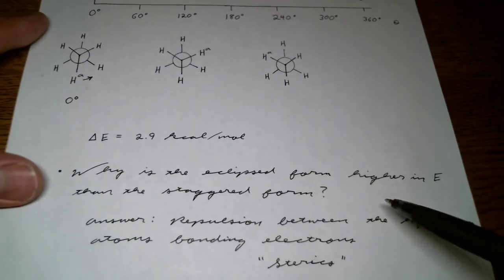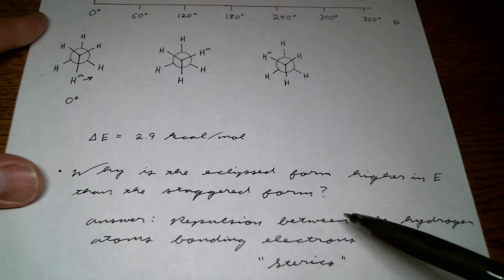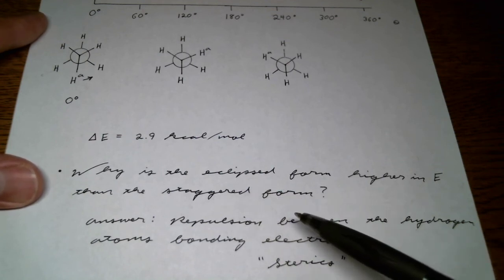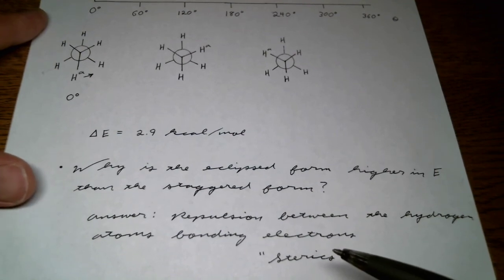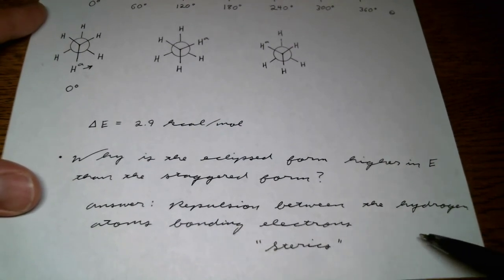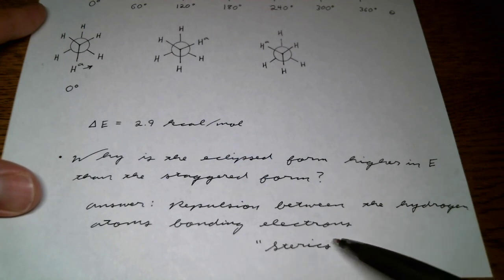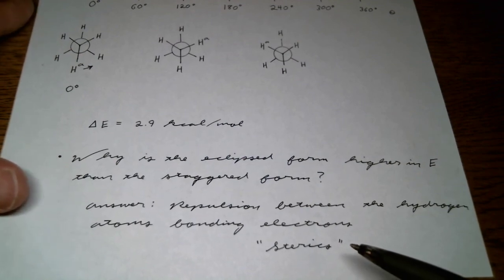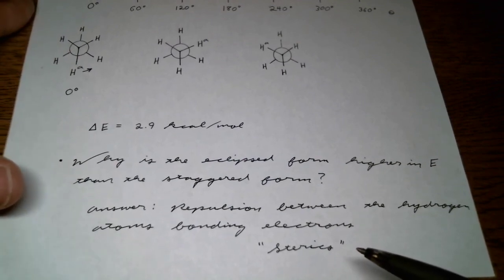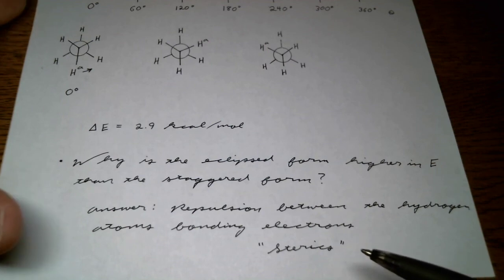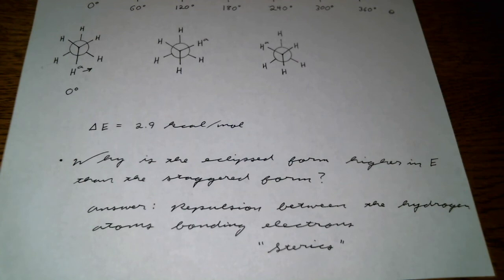Why is the eclipsed form higher in energy than the staggered form? And there are a few answers. The primary one is repulsion between the hydrogen atoms' bonding electrons. So they feel each other's presence. We call that sterics. And there's another effect that's going on in this, but we will start our next video in the series discussing that particular effect.